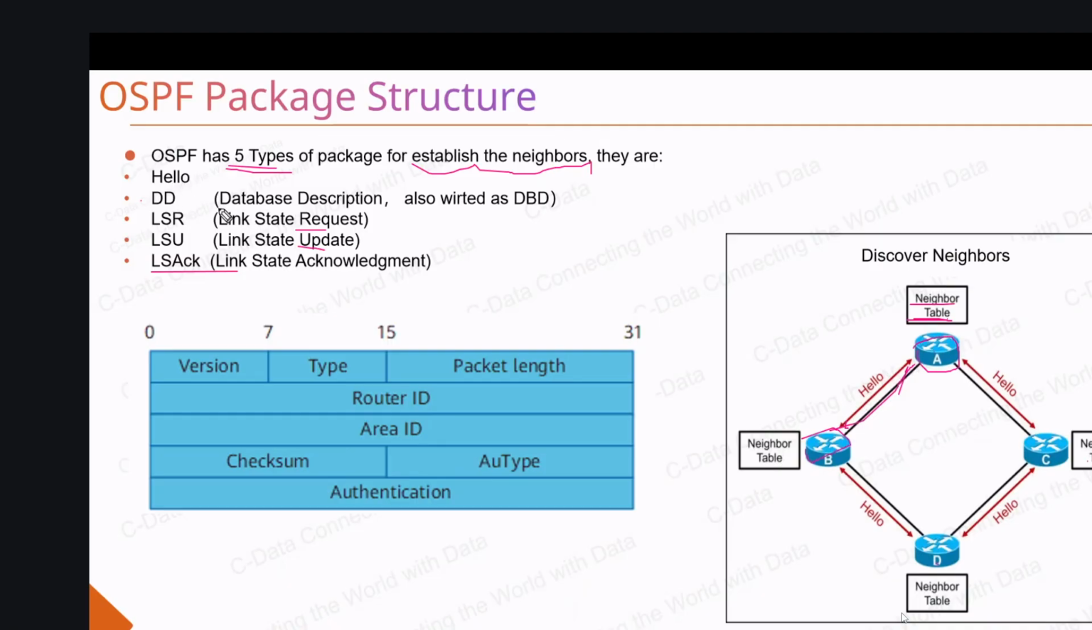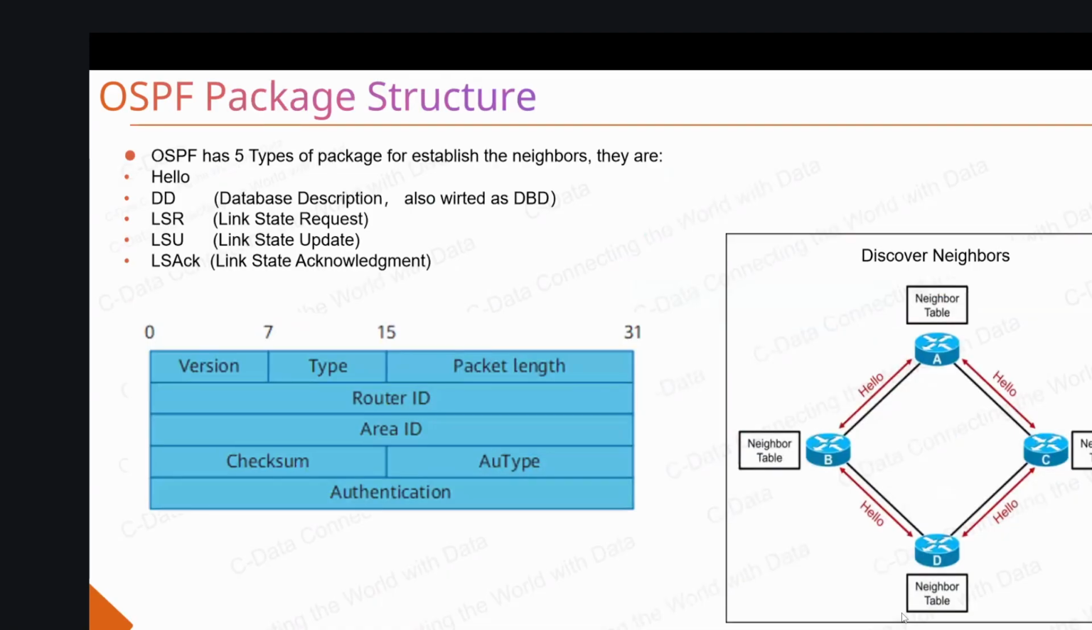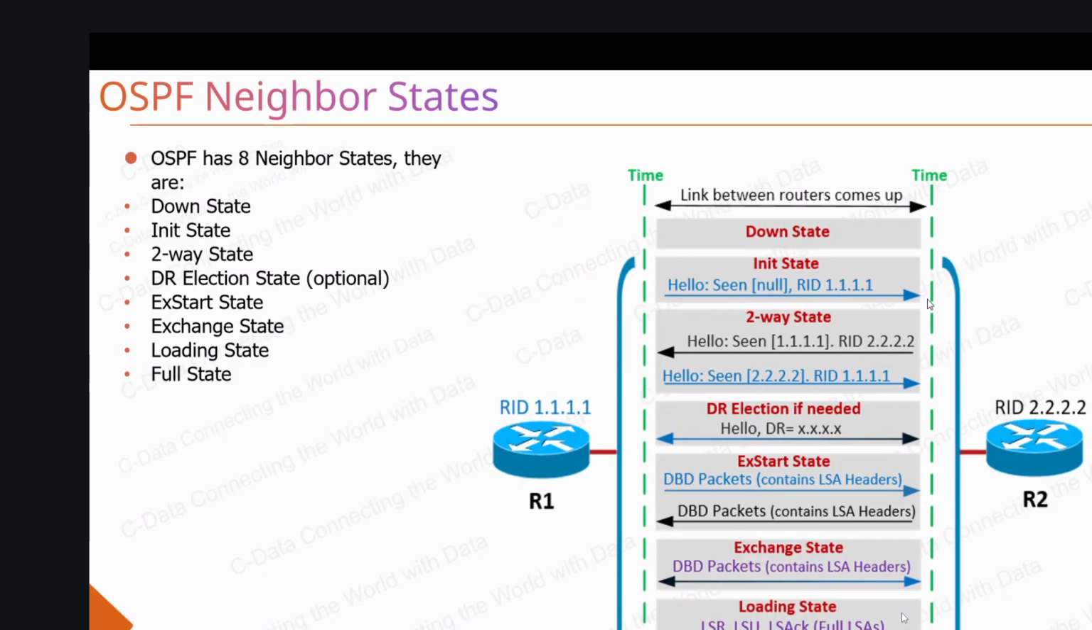It has the database, right? It has the database description. This one is the detail of how they establish it. So we have 5 times of this packet. And this one is the state, the status.